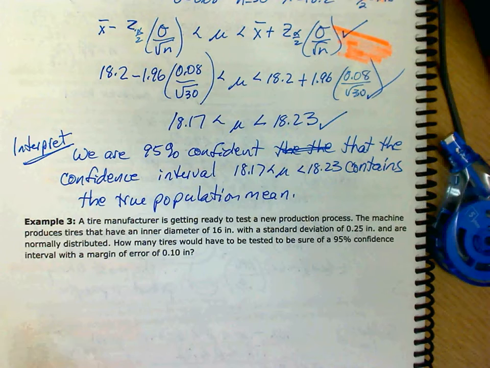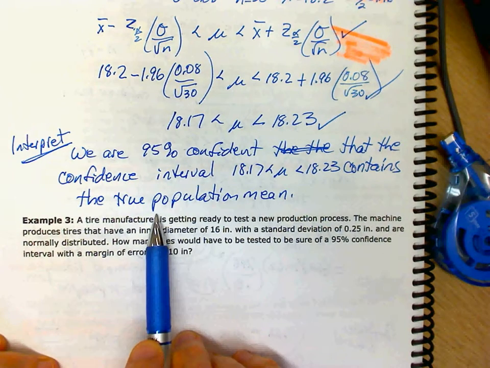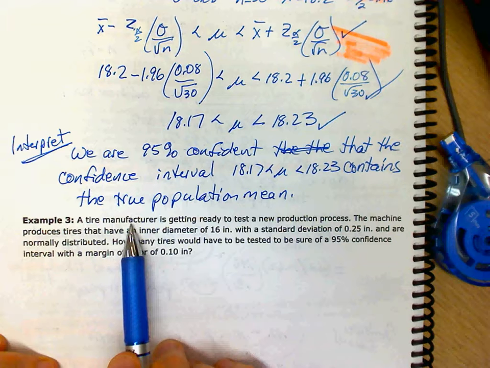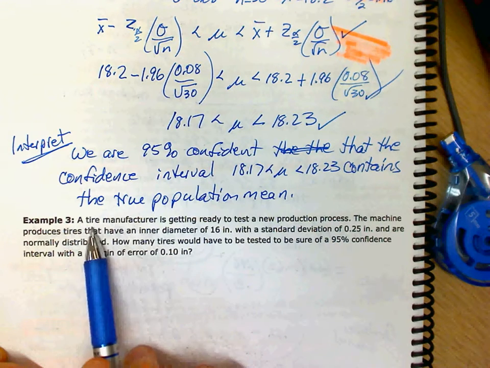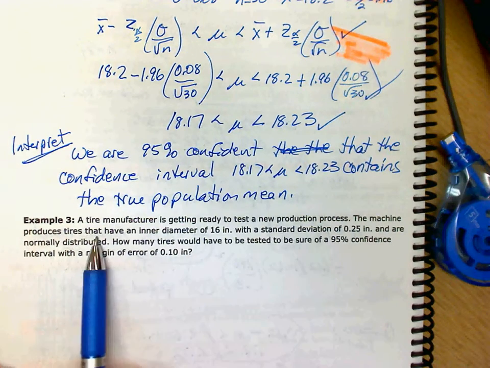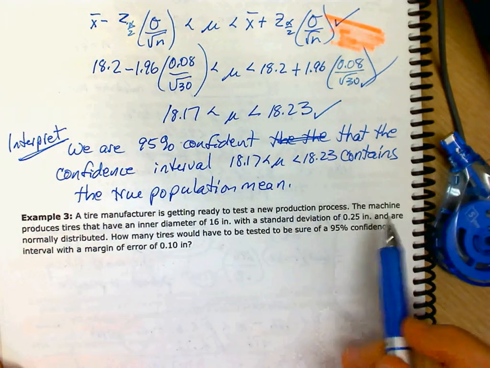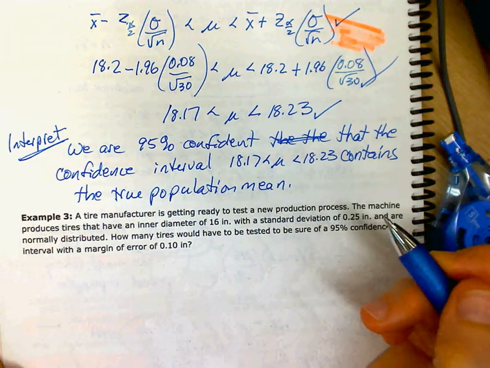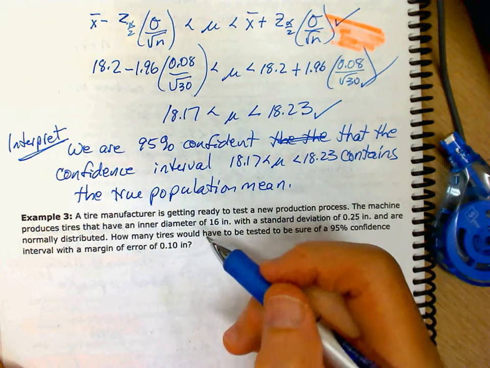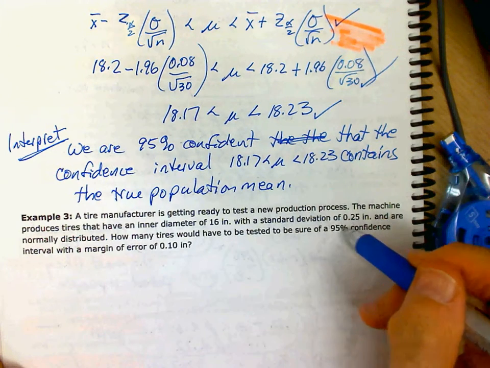A tire manufacturer, can I explain anything better on that one? A tire manufacturer is getting ready to test a new production process. The machine produces tires that have an inner diameter of 16 inches with the standard deviation of 0.25 and are normally distributed. How many tires would have to be tested to be sure of a 95% confidence interval with the margin of error of 0.10?